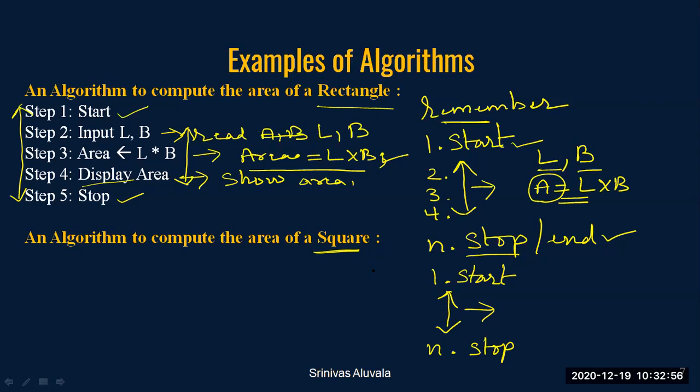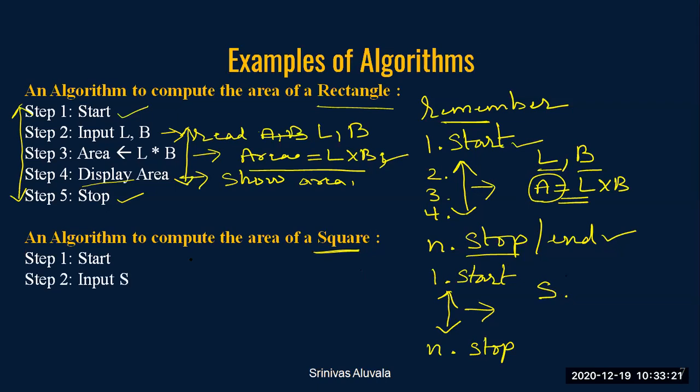So our algorithm starts with start, then I need an input to calculate the area of a square. So that input is the side of the square. What is the formula to find the area of a square? That is s into s. So I need the side of a square.